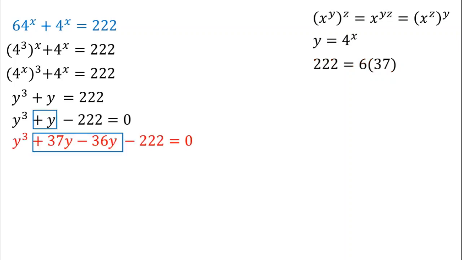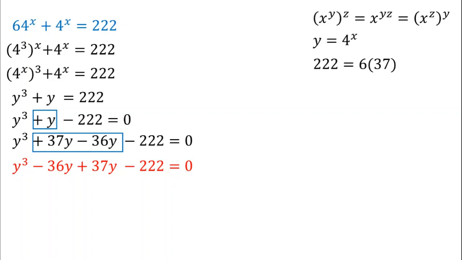So notice that we've got y cubed plus y minus 222. What if we use one of the factors of 222 to rewrite our y term? We can use 37y to rewrite our y term, but in order to maintain a single y, we then have to subtract 36y. It may look like we've made this equation a little bit more complex, and to some degree we have, but this now allows us to use a form of the equation which we can manipulate even further and allows us to proceed.